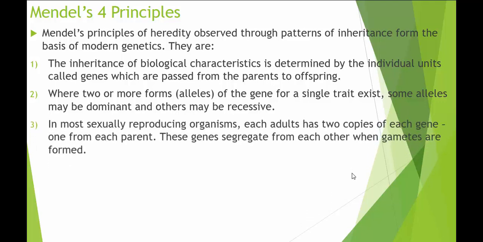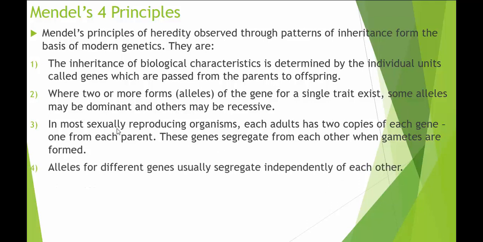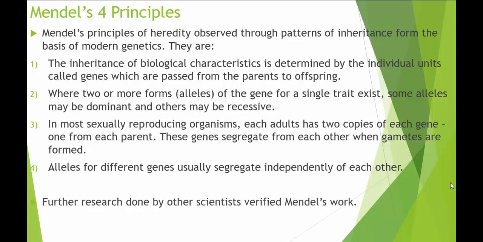In most sexually reproducing organisms, and here we have sexually reproducing, which means there's going to be sex cells involved, and you're going to need at least 2 organisms, each adult has 2 copies of each gene, one from each parent, the mom and the dad. These genes segregate or separate from each other when gametes are formed. And remember, gametes are the sex cells, either the sperm or the egg. And alleles for different genes usually segregate or separate independently of each other. Now, further research done by other scientists verified Mendel's work.